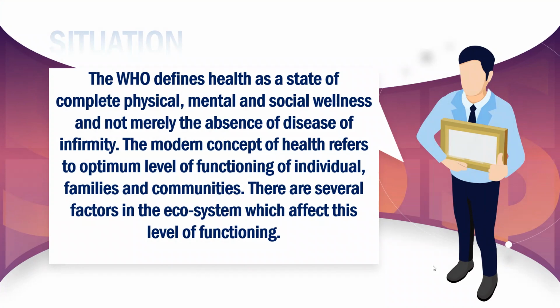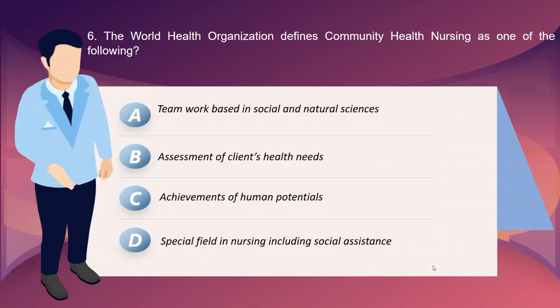The World Health Organization defines health as a state of complete physical, mental, and social wellness, and not merely the absence of disease or infirmity. The modern concept of health refers to optimal level of functioning of individuals, families, and community. There are several factors in the ecosystem which affect this level of functioning. Question number six. The World Health Organization defines community health nursing as one of the following.